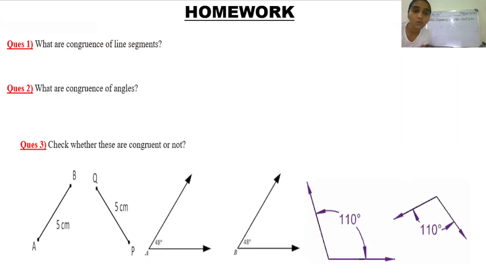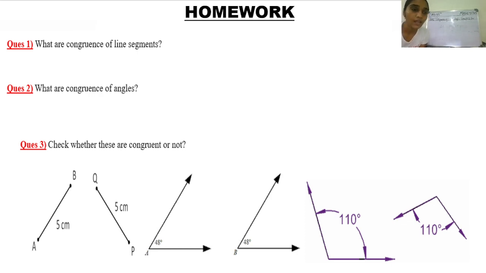Now students, it's homework time for you. The first question is: what is congruence of line segments? You have to answer it. And second is: what is congruence of angles? And third is, students, you have to check whether the following line segments and some of the angles shown are congruent or not. And you have to write down the reason also, students, from which reason you are saying that the line segment is congruent, the angle is congruent, or this angle is not congruent.